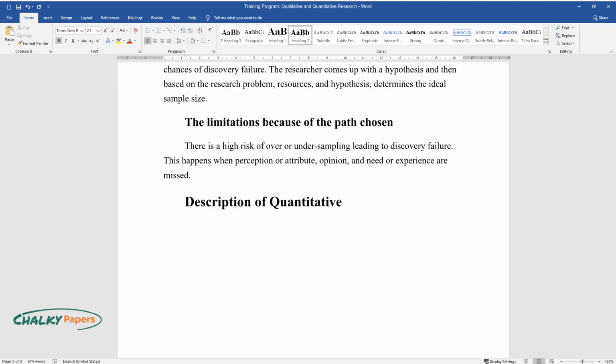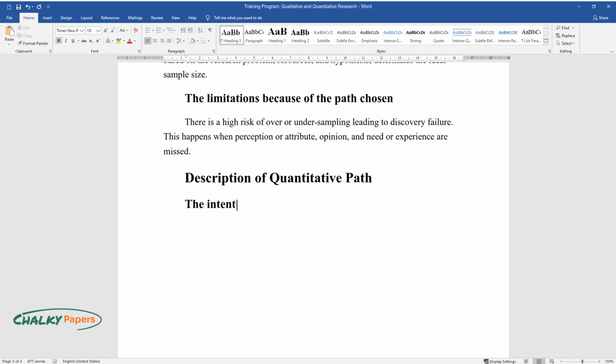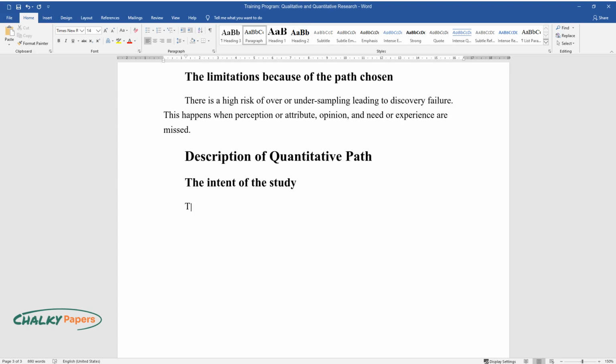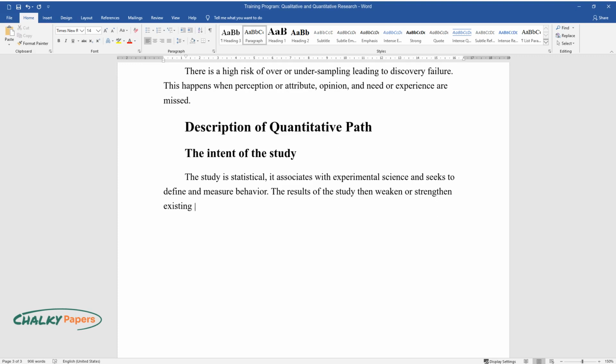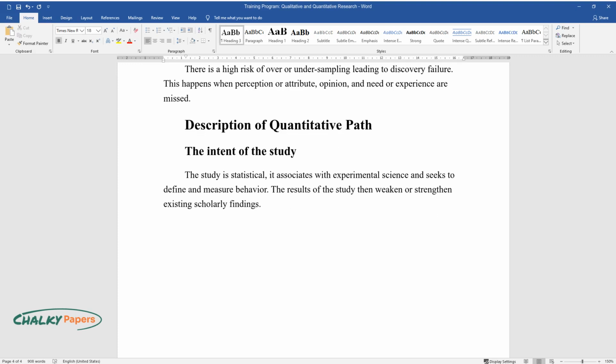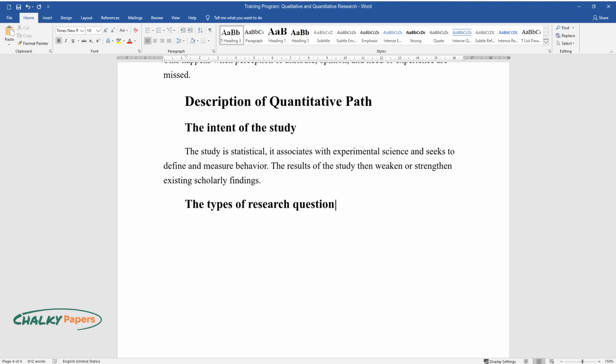Description of quantitative path. The intent of the study. The study is statistical. It associates with experimental science and seeks to define and measure behavior. The results of the study then weaken or strengthen existing scholarly findings. The types of research questions you would ask.